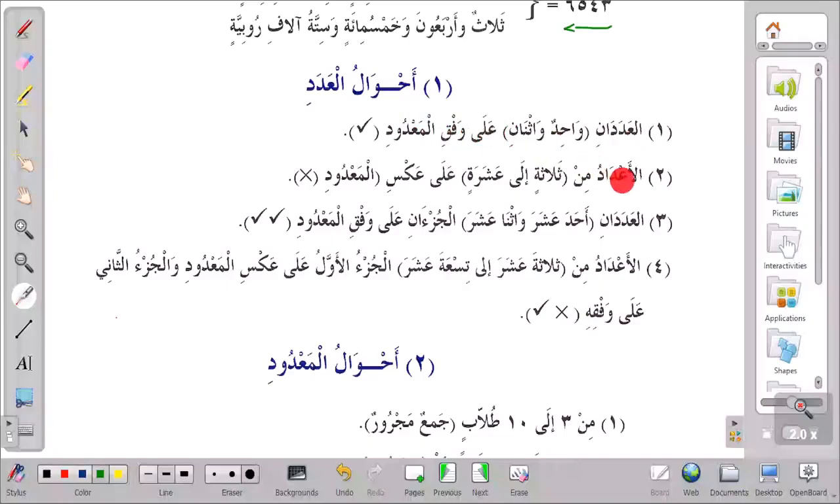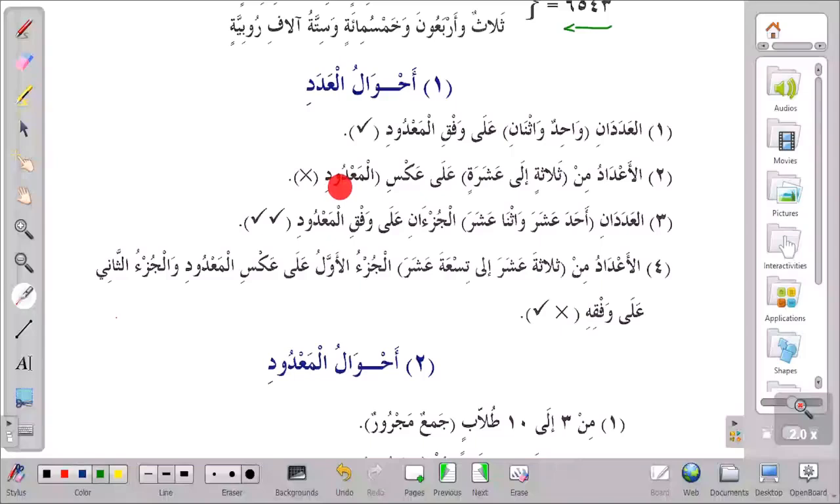Oh, that is clear. Now the next one is al-adadu min salasatin ila asharatin. The number from 3 to 10. 3 to 10. I hope you can remember. 3 to 10. Ala aksi al-ma'dud. They are in opposition. Al-aks means opposition, or opposite. They oppose the thing we are counting. Of course, you can remember, numbers from 3 to 10 oppose in terms of gender.